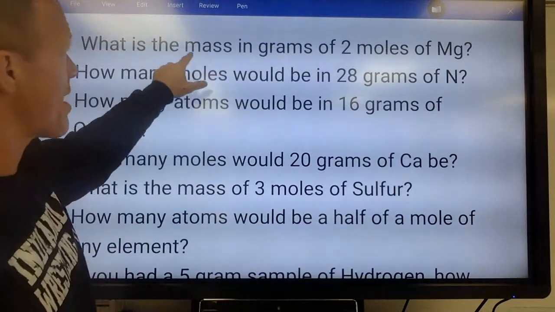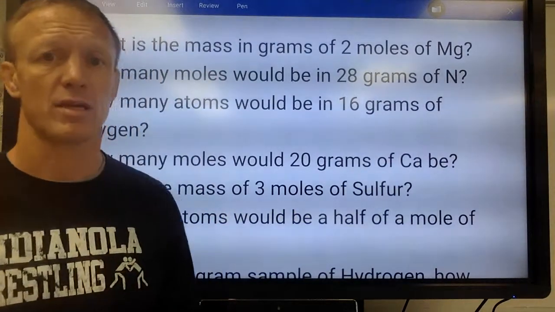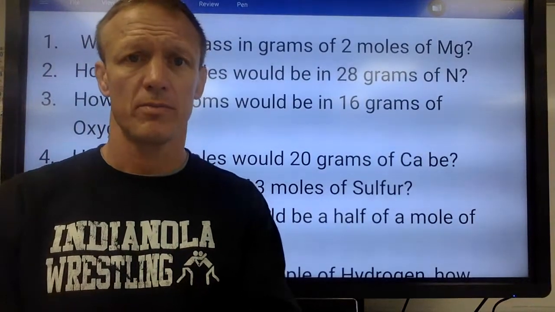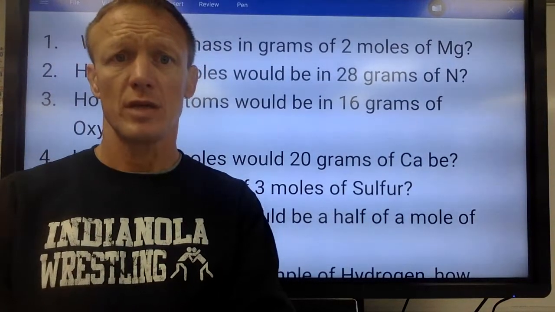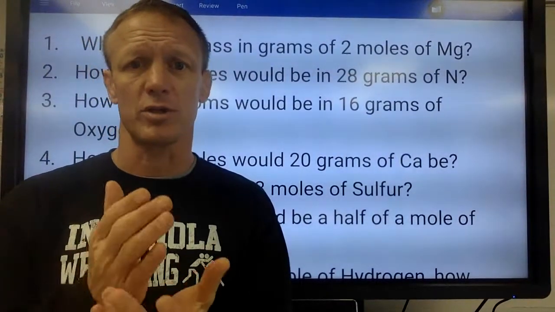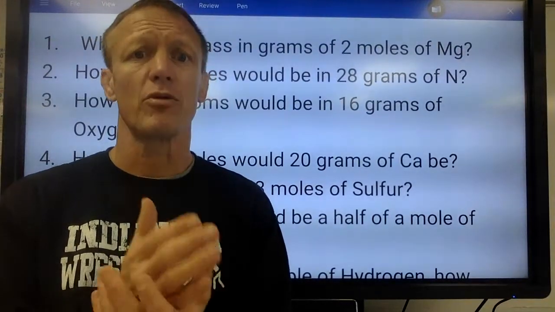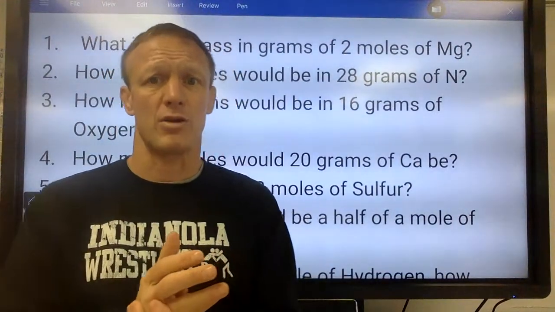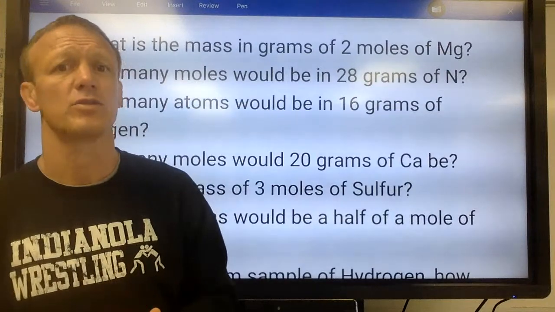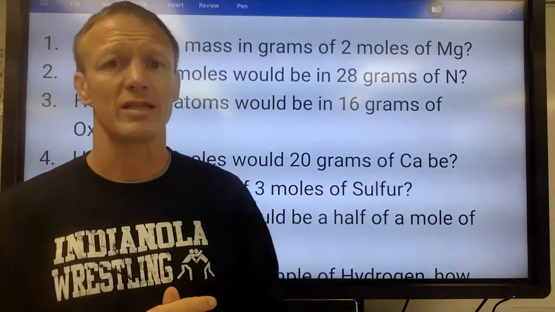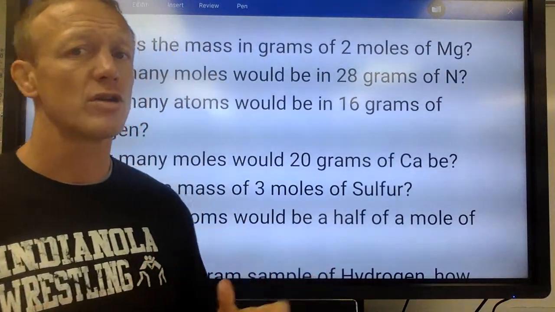So first thing, what is the mass? Anytime I ask you the mass of something, you've got to look on the periodic table. If I ask you a number of atoms in a mole, we know that number is 6.02 times 10 to the 23rd atoms. That number is never grams. The Earth wouldn't weigh that many grams. So that 6.02 times 10 to the 23rd, Avogadro's number, is always the number of atoms or molecules, never grams.